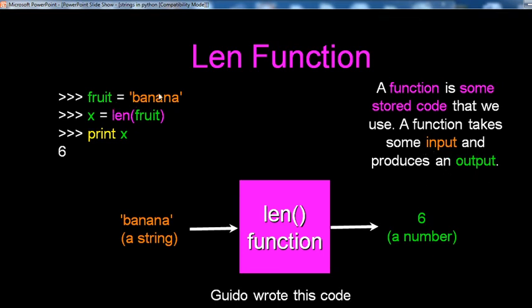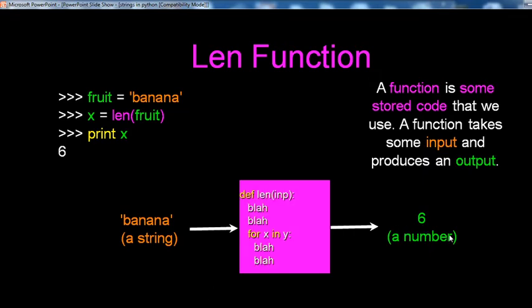For example, fruit equal to banana, x equal to len of fruit, print x gives 6. Banana is the input, the function performs some operation on it with the stored code, and displays the output, 6. Inside is code like def len, for x in y, whatever code is available, inside the len function box, and it automatically displays the output 6.